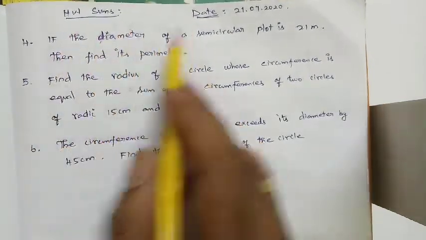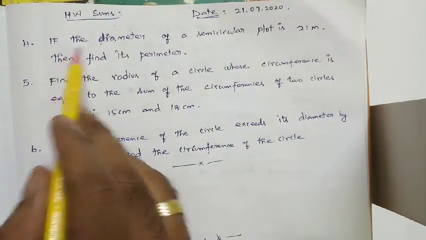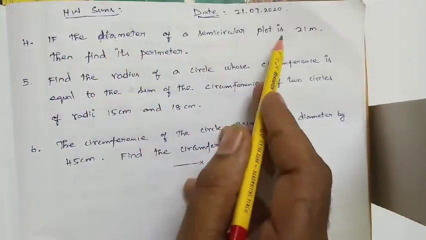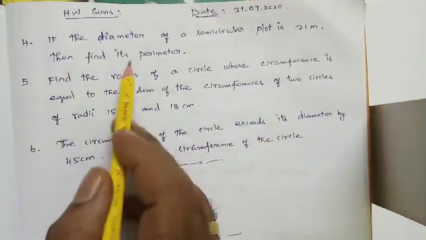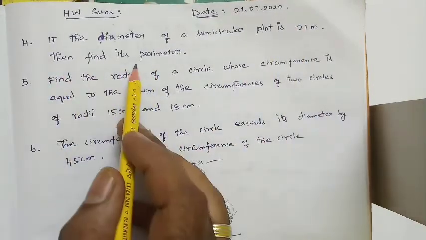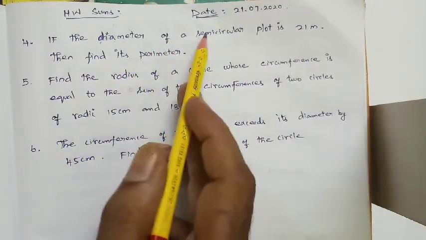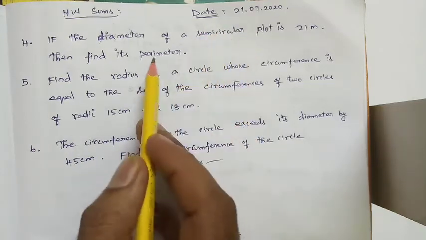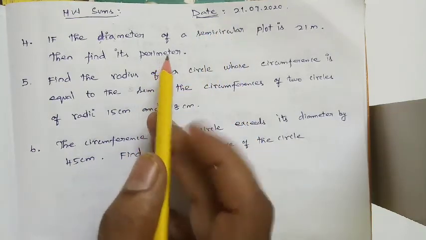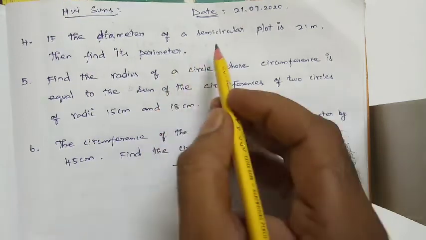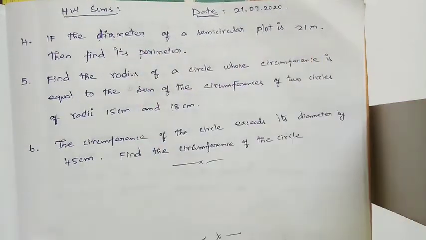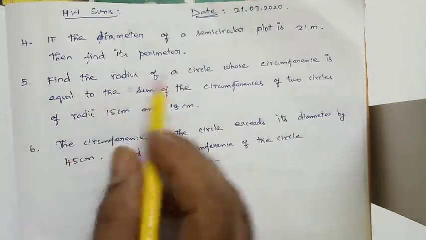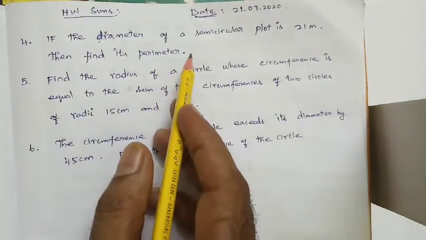Homework sums. Sum number 4. If the diameter of a semicircular plot is 21 meter, then find its perimeter. That means they are talking about a semicircular plot, so the perimeter of a semicircle. What is the formula of the perimeter of a semicircle? Pi r plus 2r, right? From the diameter we can find the radius, and we can substitute and simplify, we'll get the value. Pi r plus 2r, right?